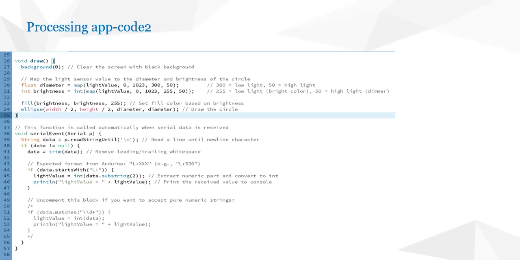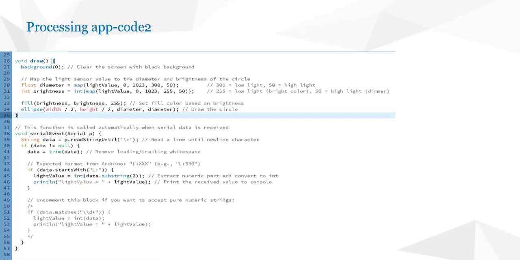Next, I will explain the draw method. The draw method is called every 30 milliseconds. This code will be repeated many times. We will set the background to dark.